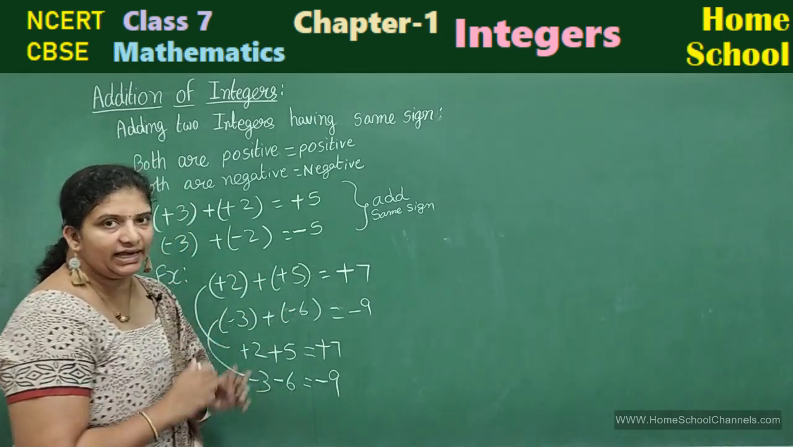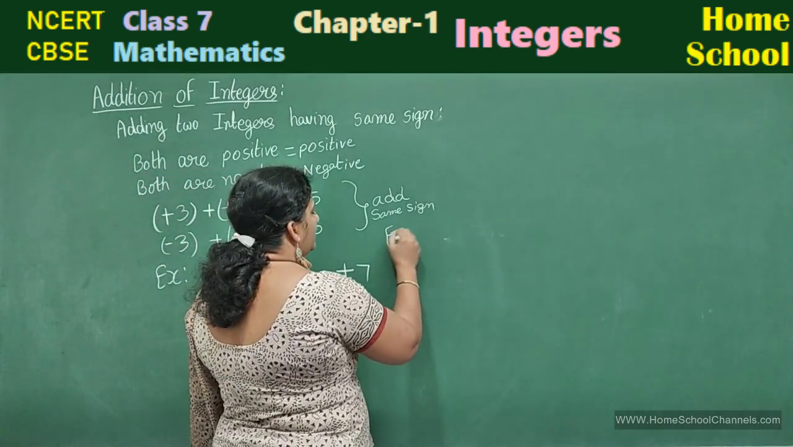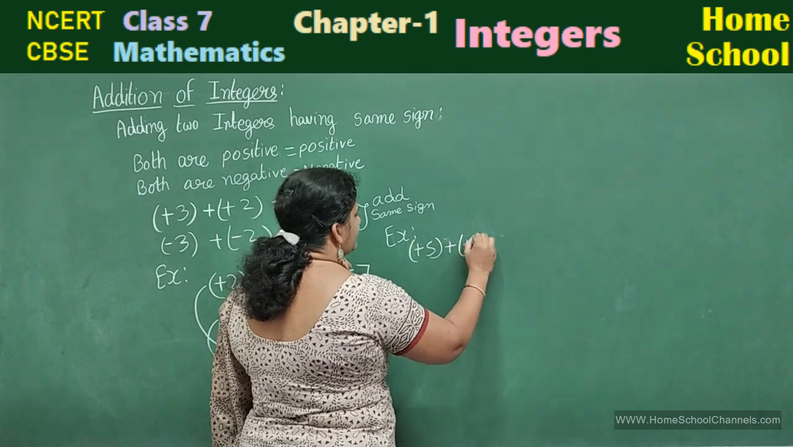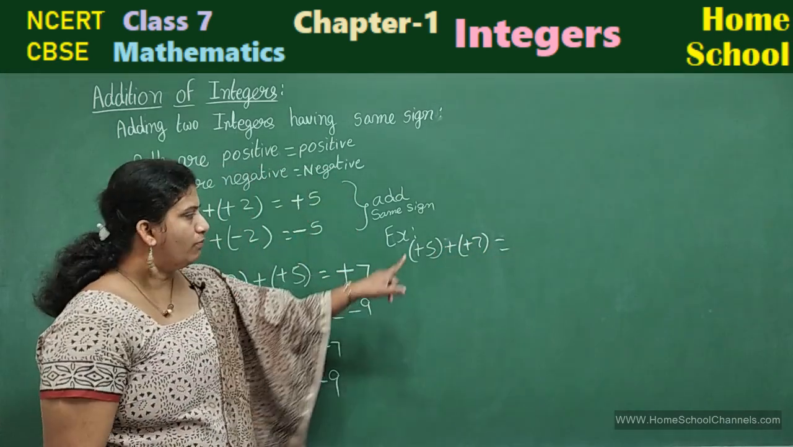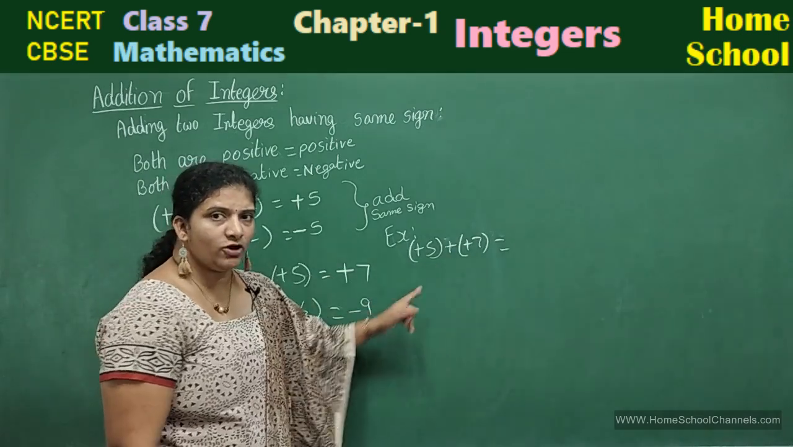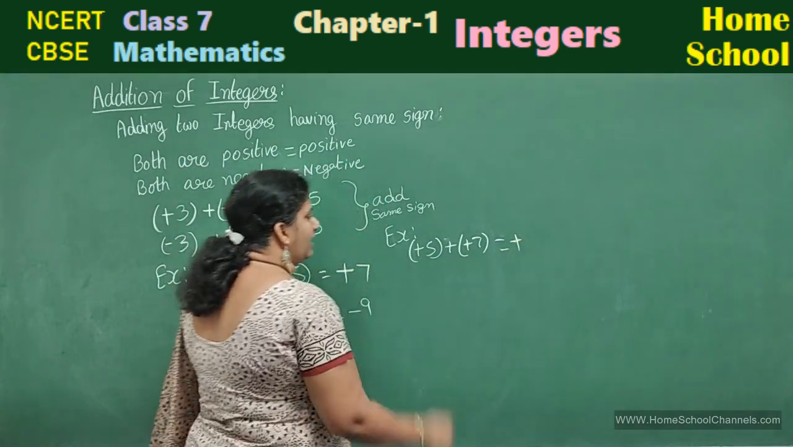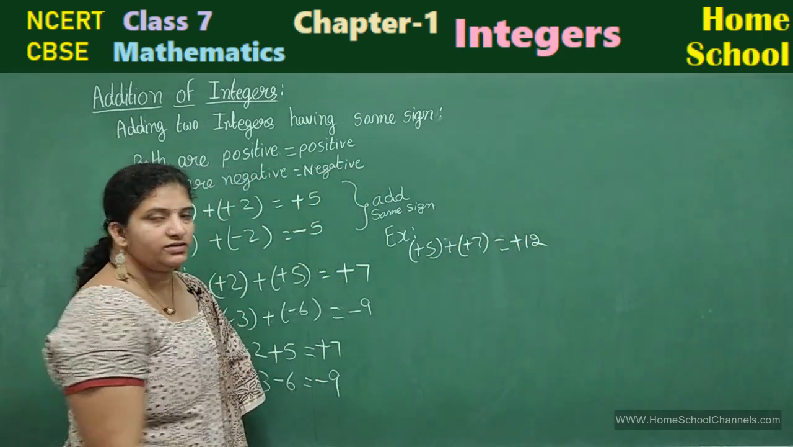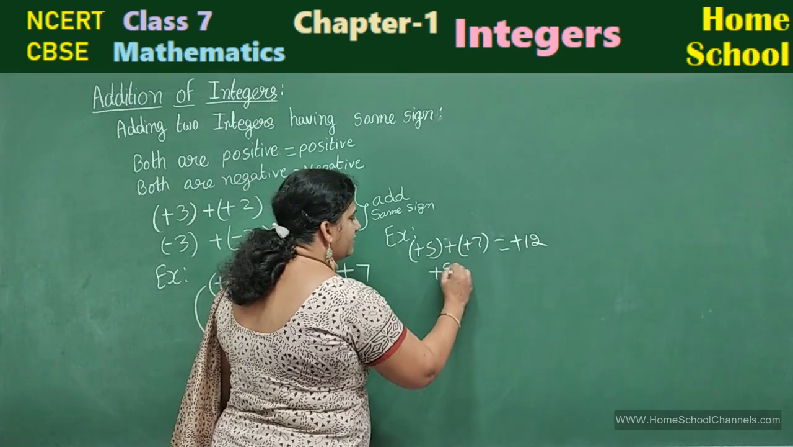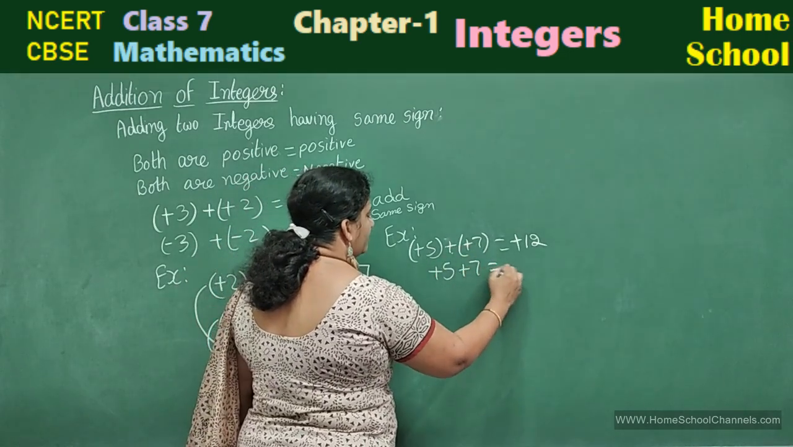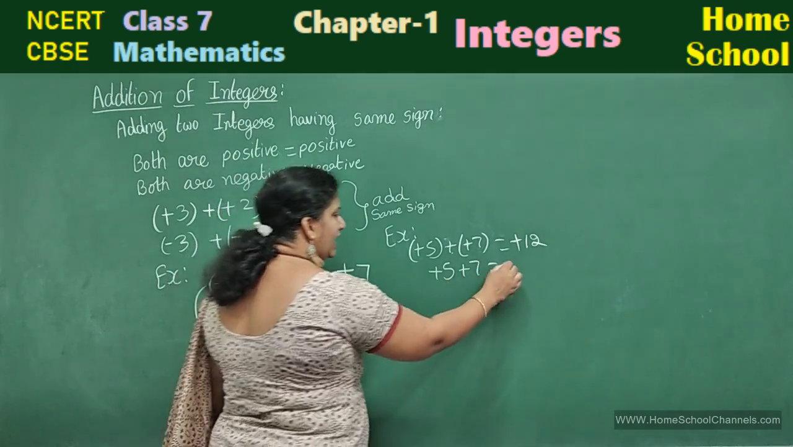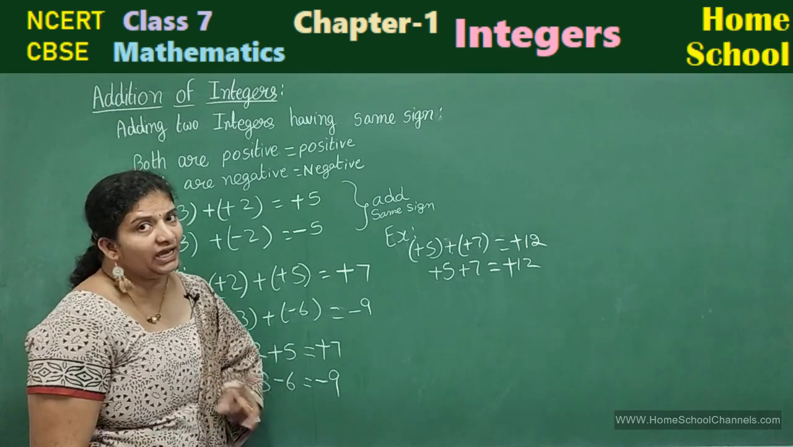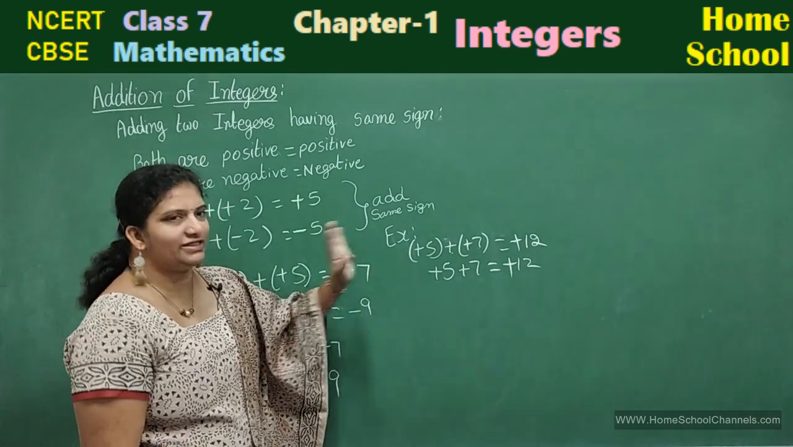Okay, one more example I'd like to give you here. Let me take an example: plus 5 plus plus 7 is equal to. Both are positive. Take a positive sign and add the numbers: 5 plus 7 will be plus 12. Same, I can rewrite this as plus 5, plus into plus, plus 7. Plus 5 plus 7 means take a positive sign and add the numbers, plus 12. Don't be confused. You may do it in this manner or in this manner.